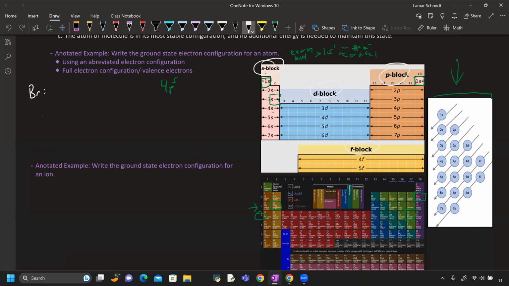and we can start always at our first energy level. So it's 1s2, then we got 2s2, 2p6, 3s2, 3p6, 4s2. I didn't give myself enough room. Move this over.